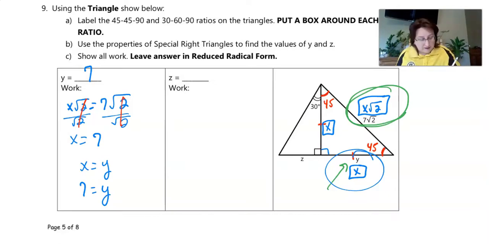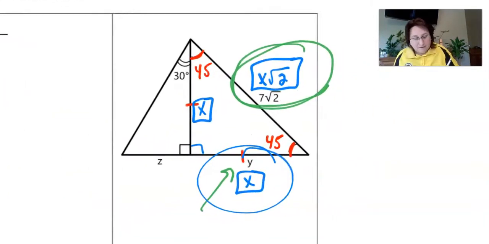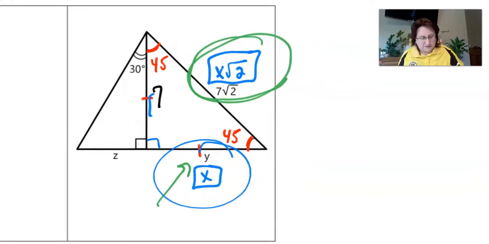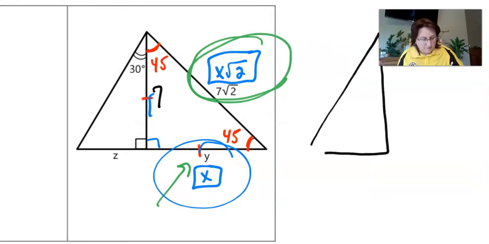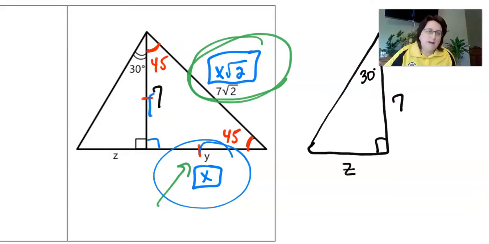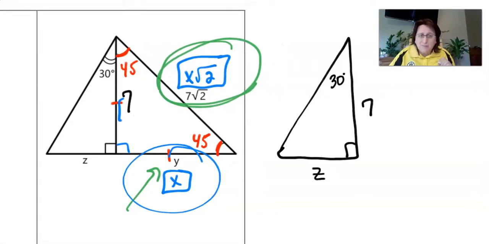So what does that look like? Well, I'm going to actually put in 7. I'm going to zoom in here, and I'm going to erase this, and I'm going to put in this side length right here, I know is 7. Now, for some of you, you might want to redraw the 30, 60, 90. So if I come over here and redraw the 30, 60, 90, this side length is 7, this is 30 degrees, and here is my z. Now we're going to label what we know with the 30, 60, 90, but ladies and gents, I'm going to label this in a totally different color. I'm going to label this in red.